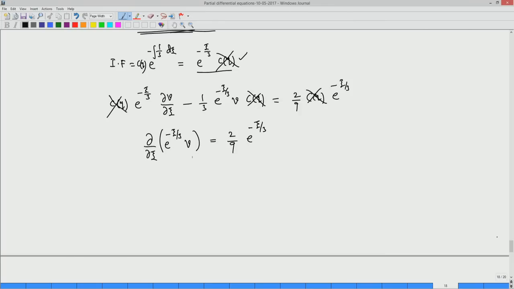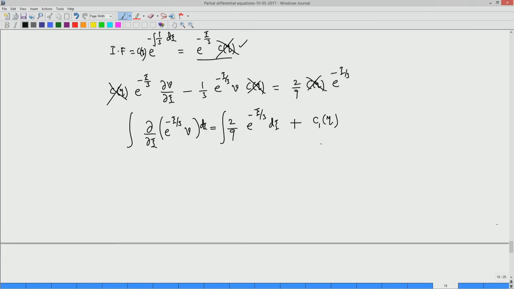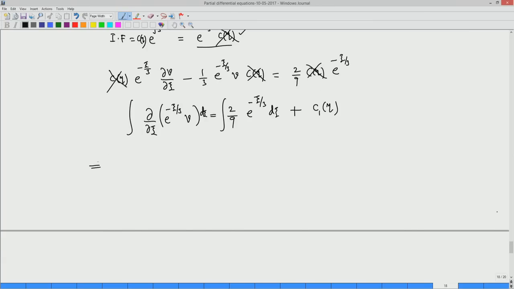Now, you can integrate both sides. If you integrate with respect to d xi, what is the integration constant? That can be any function of eta, so I am calling that C1 of eta. If you differentiate now, you get back what you want, this one. So, this will give me e power minus xi by 3 into v of xi eta.